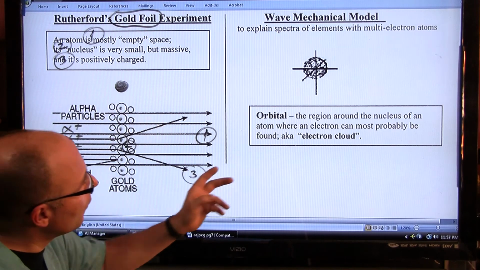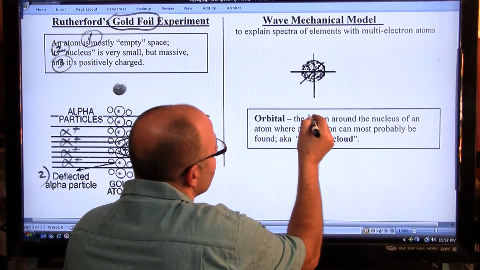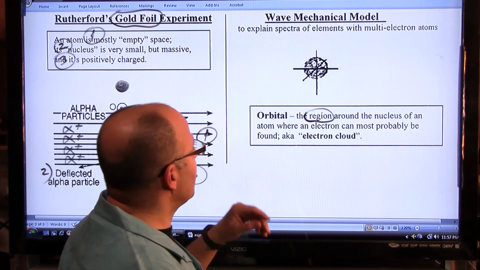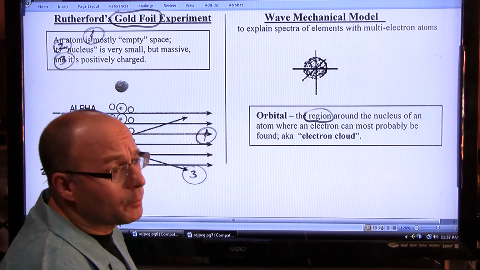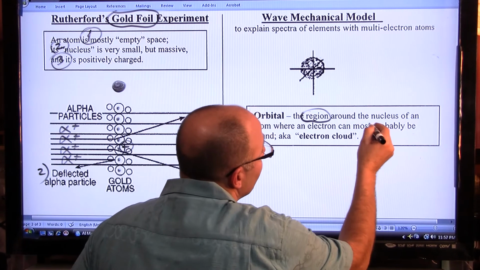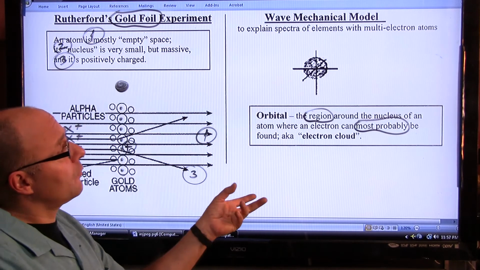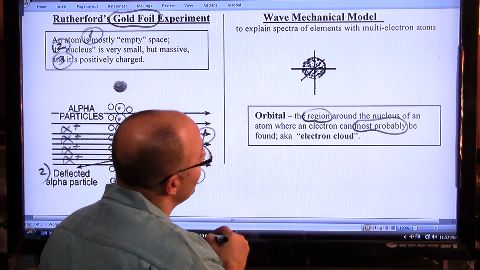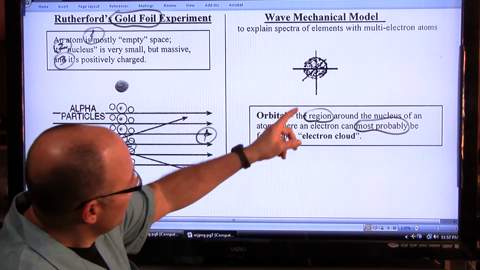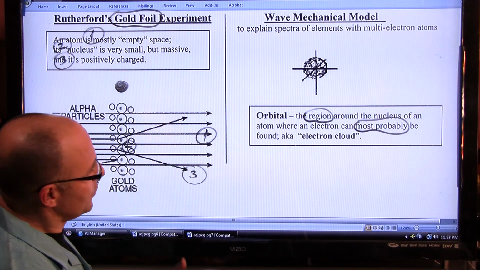All right, and we can think of an orbital as the region of 3D space around the nucleus of an atom where an electron can most probably be found, there's a 90% probability of finding an electron in this region. It's also known as an electron cloud. So this happens to be an illustration here of an s orbital.